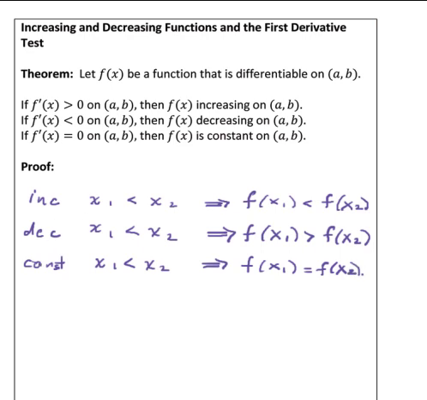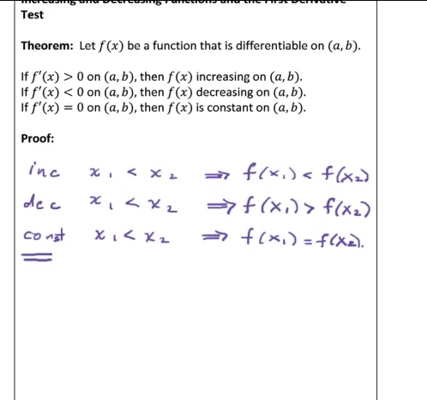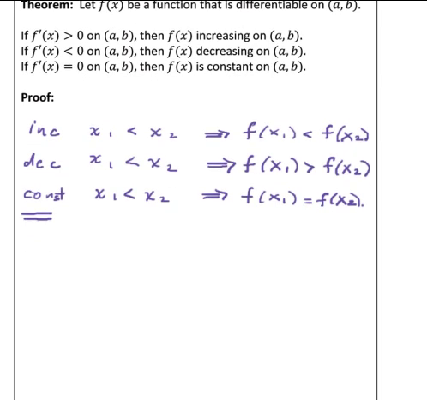So now let's go on to the proof of this theorem. Basically, this theorem justifies the first derivative test, which takes the derivative and sees if it's positive or negative, to determine if a function's increasing or decreasing. This theorem uses the mean value theorem. Let's first assume that f prime is greater than 0.